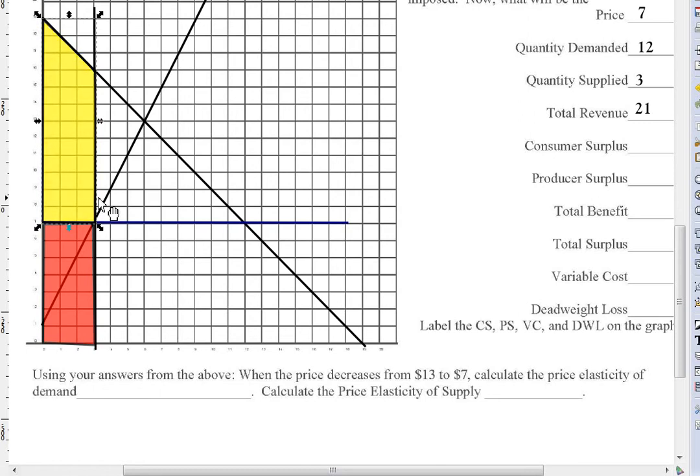And as always, the variable cost is below the supply curve, so that leaves the producer surplus to be below the price the producer gets and above the supply curve. So let me draw that triangle here. And then after we get everything drawn and labeled, we will do some calculations.